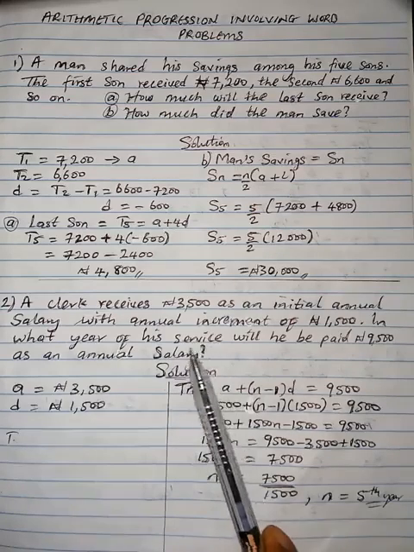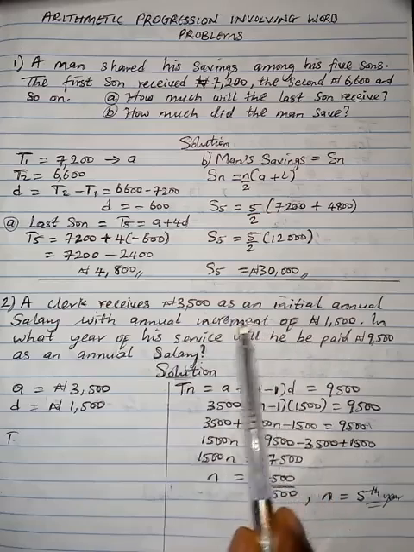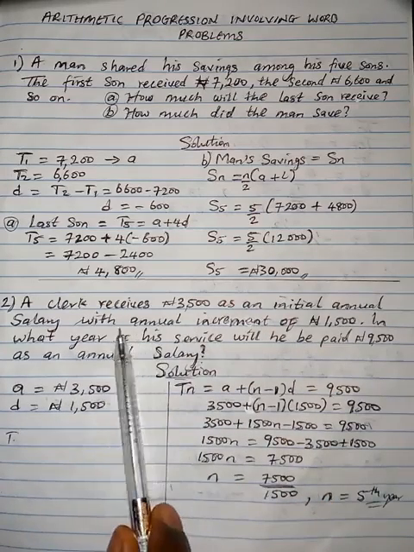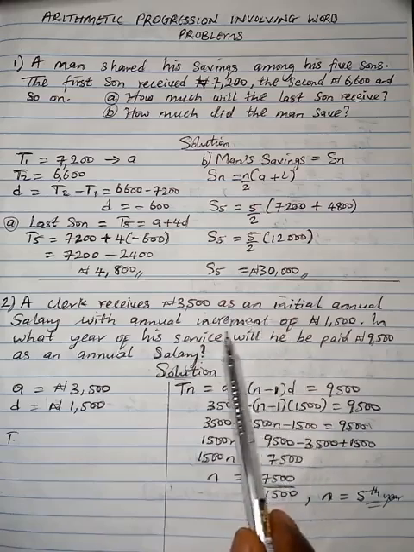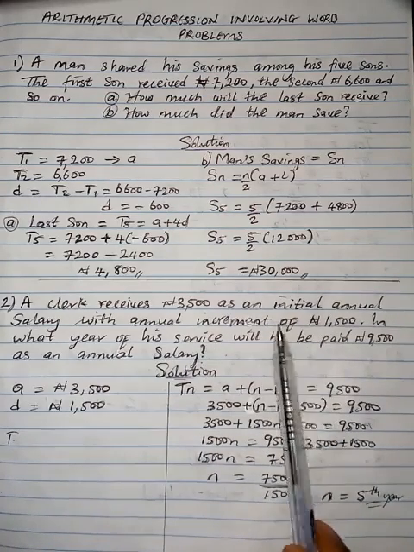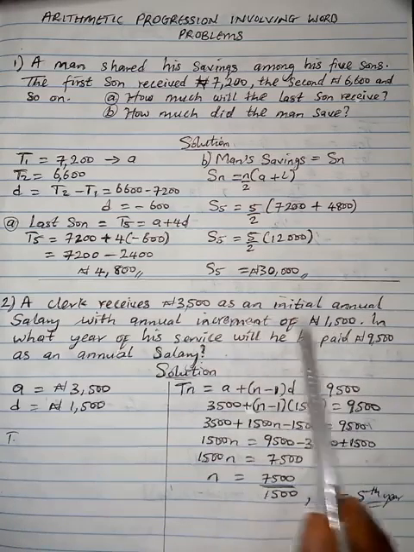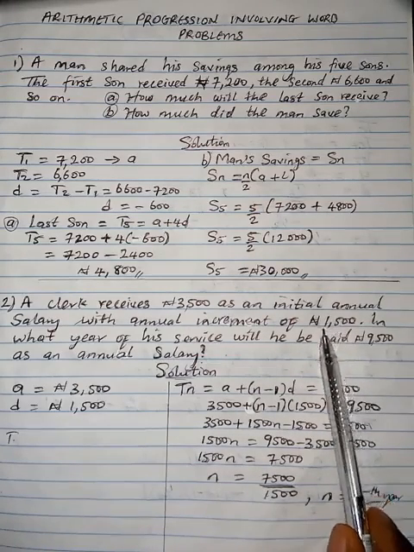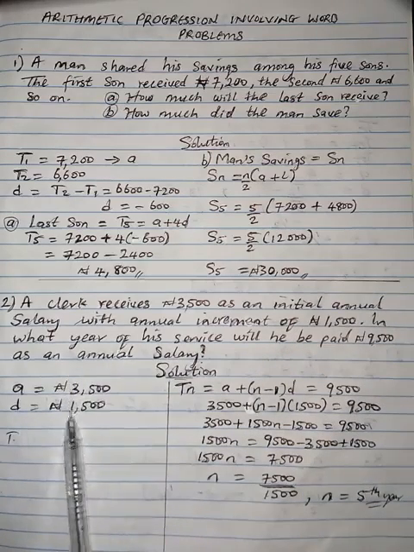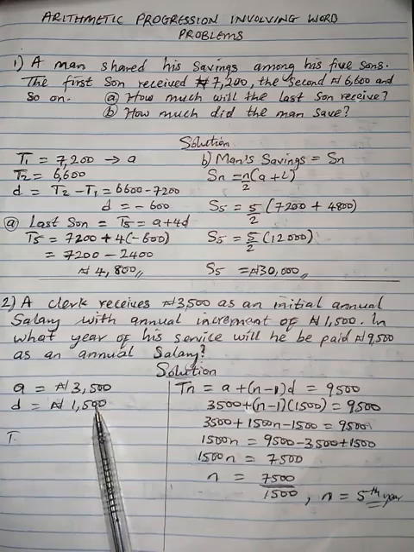Now, look at this question. A clerk receives 3,500 as initial. That means the first term is that 3,500, the initial salary, with annual increment. Increment means that this is the common difference yearly. That means in the next year, the clerk is expected to get an extra 1,500 increment. In other words, the first term is this, the common difference is 1,500.